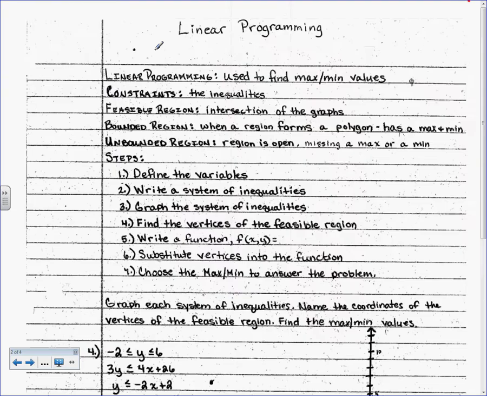Okay? So this extra thing right here, where we are right now in the steps, they gave us variables, they gave us inequalities, we graphed it, we found the vertices, they gave us this function, they gave us the weird looking one. You don't graph that one, you use it later. You don't graph that one. Okay, so what we have to do is substitute the vertices into the function. That's where we are right now.